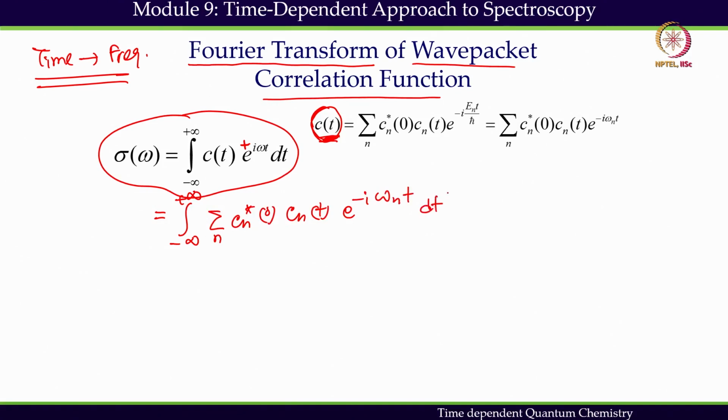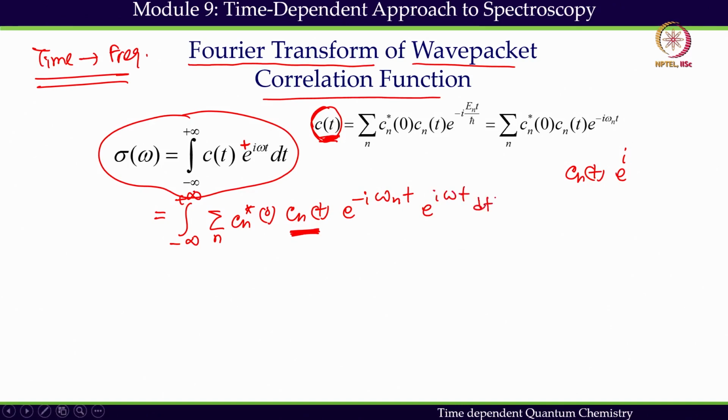This is going to be over the time, and as we can see, one can say that this C_n(t) is more like an envelope function. So I have C_n(t) e to the power i omega_n t, and here we have another term, e to the power i omega t, as well.